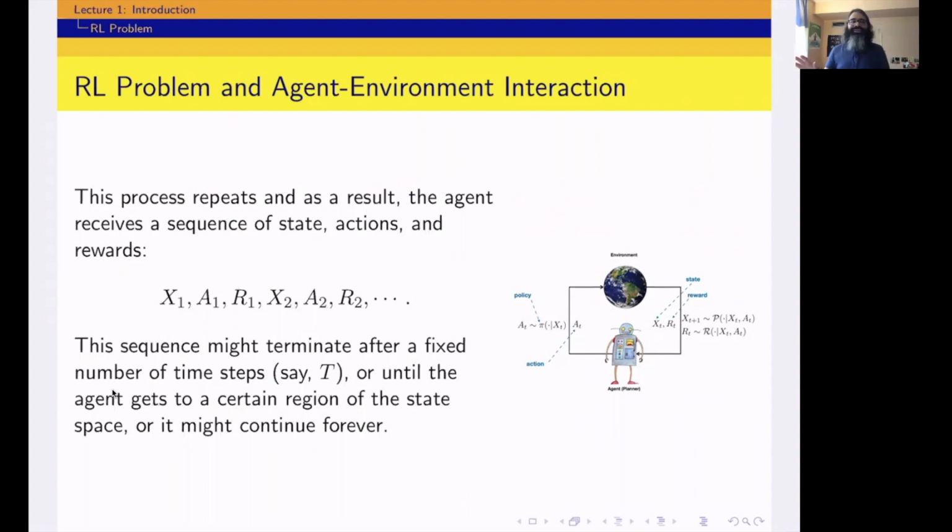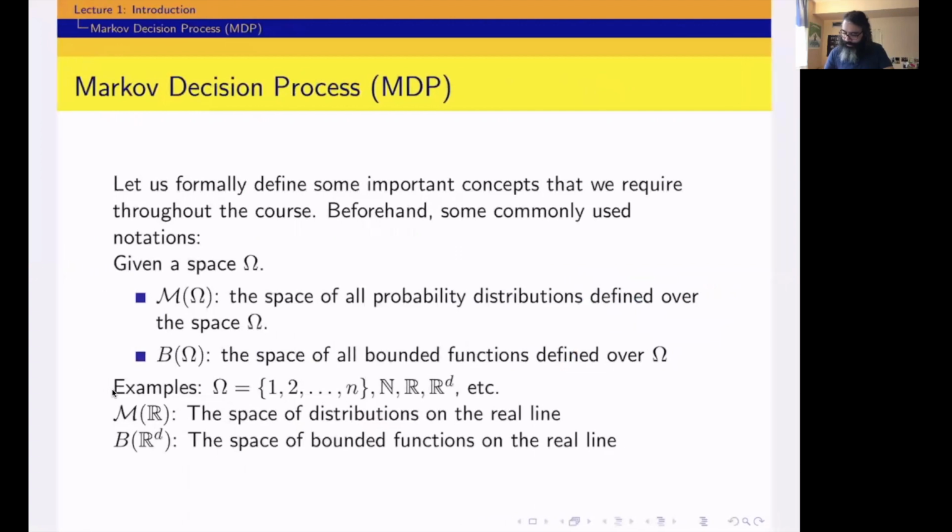I'm going to describe it a bit more formally, but essentially, the first case we call a fixed time horizon problem. The other, where it continues until the agent gets to a certain region of the state space, we call an episodic problem. Or it might continue forever, and we call that a continuing problem. Okay, so let's try to formalize what I have said so far and gradually become more familiar with notation and the mathematics.